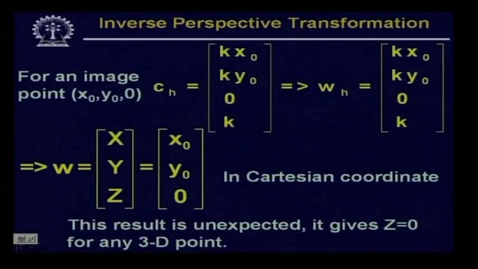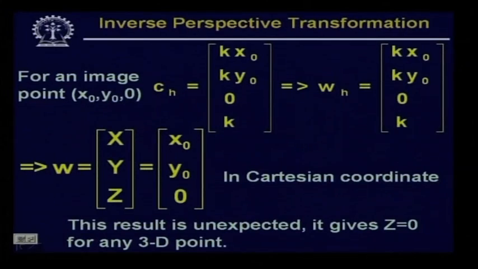Now, if we transform this homogeneous coordinate (k x naught, k y naught, 0, k) with the inverse perspective transformation P inverse, then what we get is the homogeneous coordinate corresponding to the 3D world point, obtained as W h as given in this equation. W h is equal to (k x naught, k y naught, 0, k).